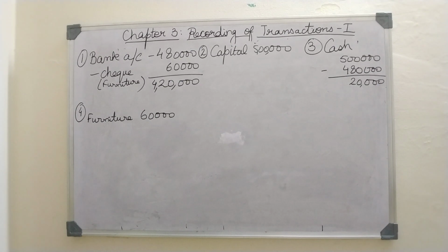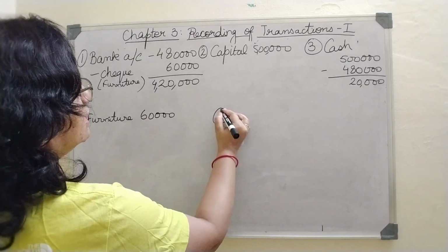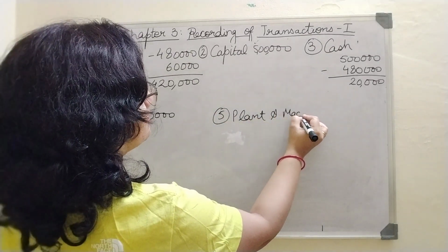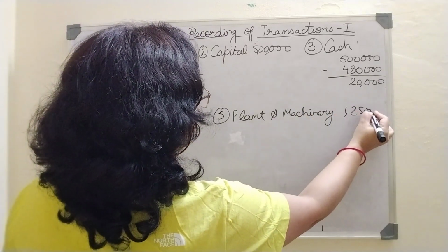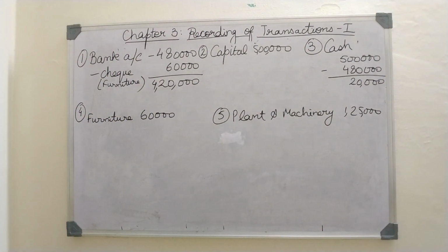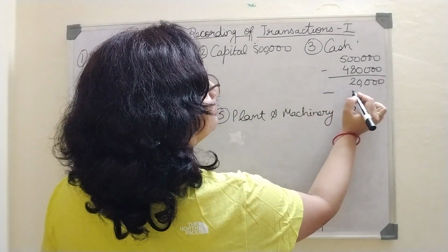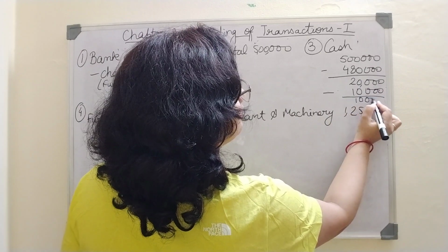cash is paid to Mr. Ramji Lal. See, now you see plant and machinery is purchased for 1,25,000. So next thing which is added with me is plant and machinery. Let us write it at first. 1,25,000. For this, 10,000 is paid to Ramjilal, right? So cash is again reduced by 10,000. So how much cash is left with me?